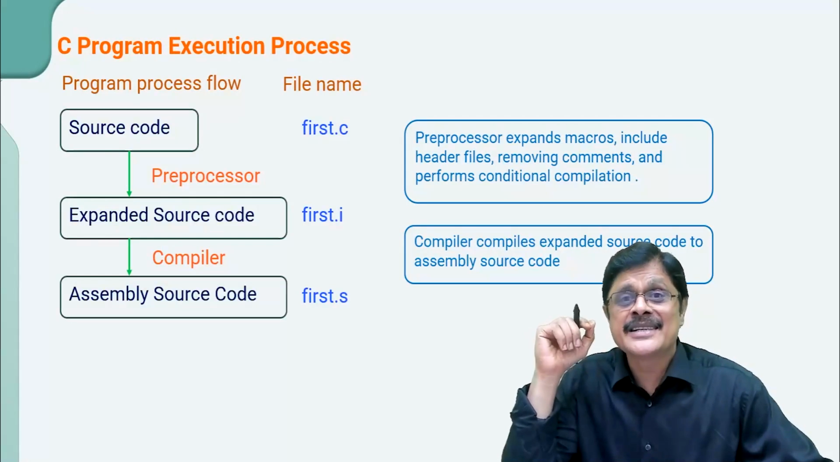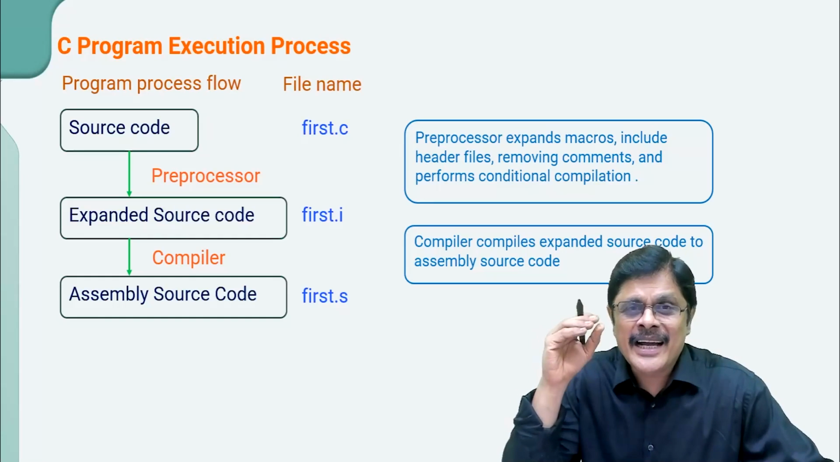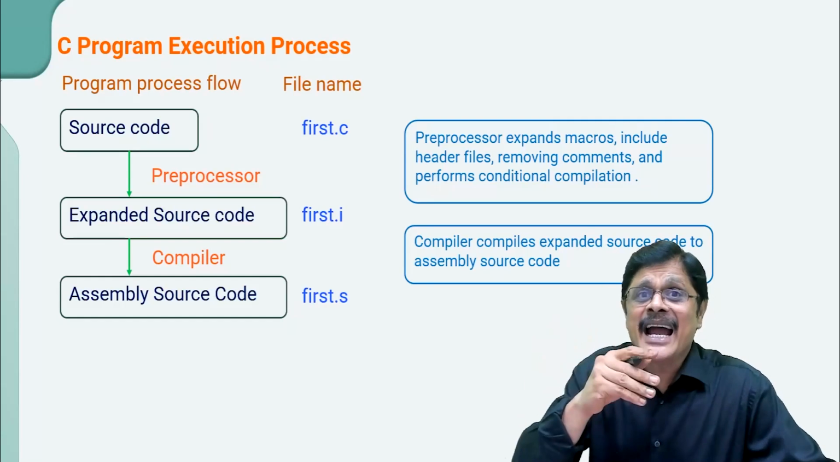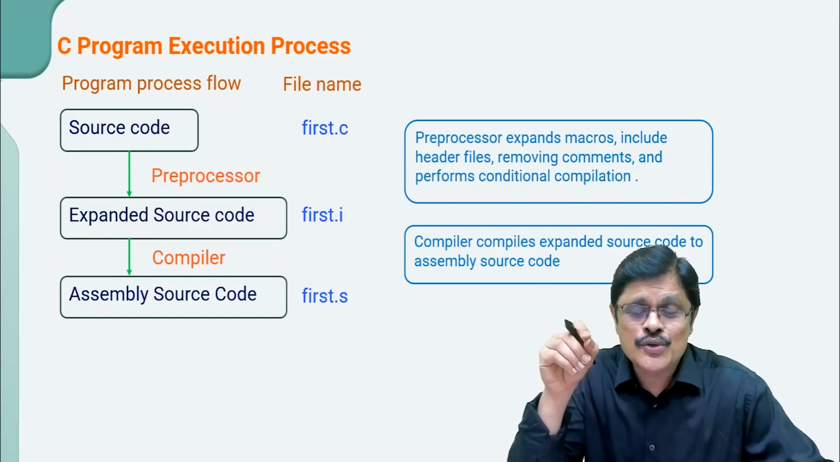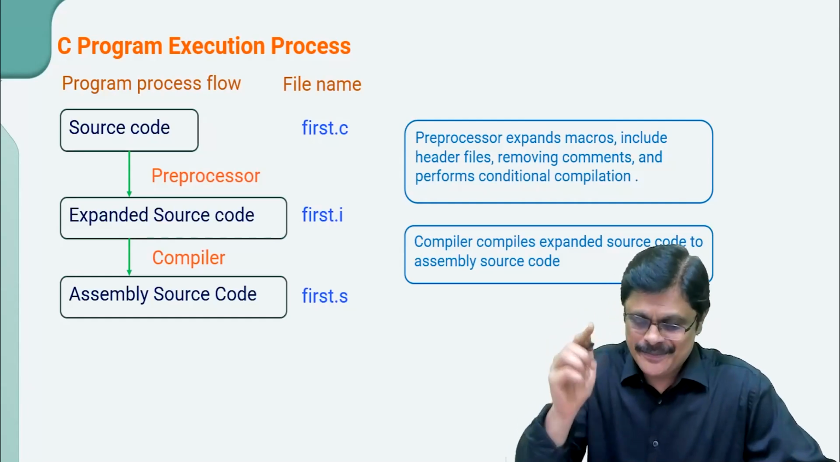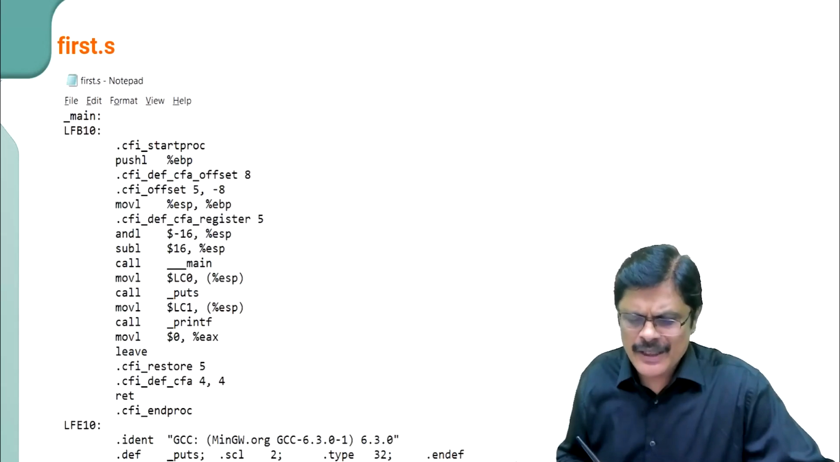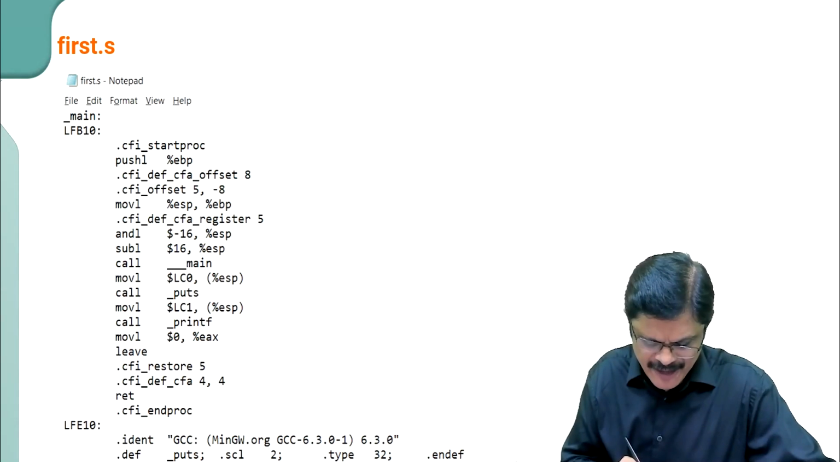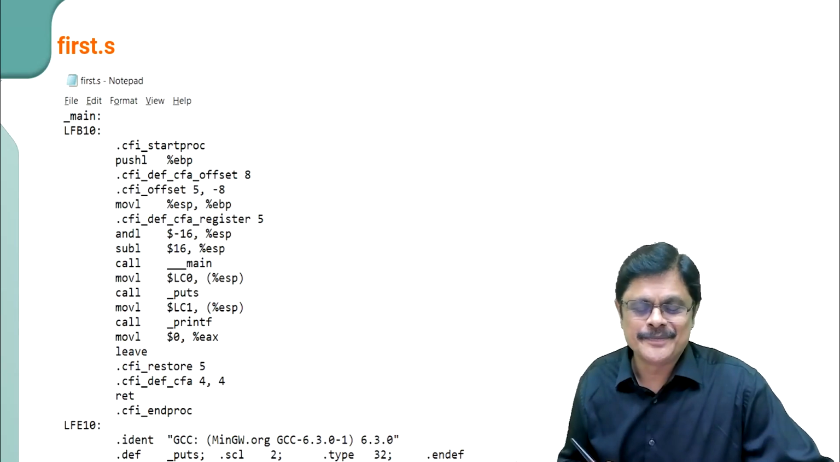The next stage is the compilation stage. In the compilation stage, the compiler scans the entire expanded source code and converts that expanded source code into assembly code. So you get the first.s file, my dear friends. You can see the content of this first.s file. That is the assembly code for your C code.